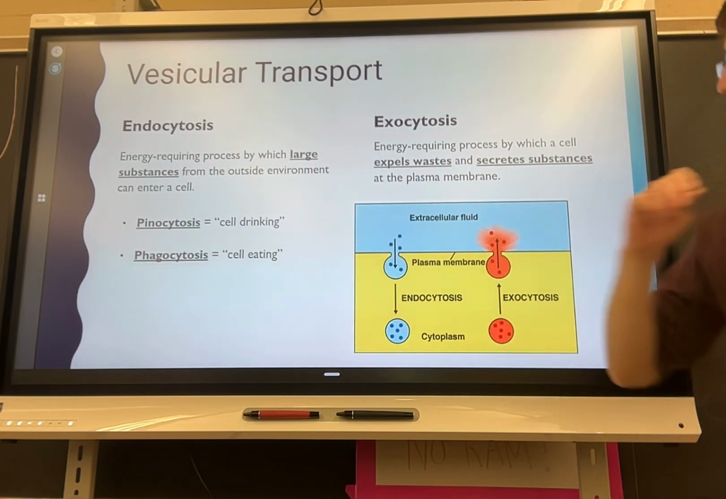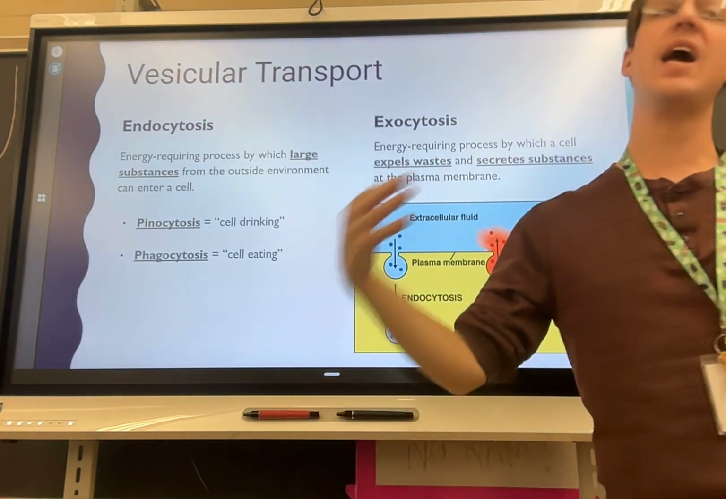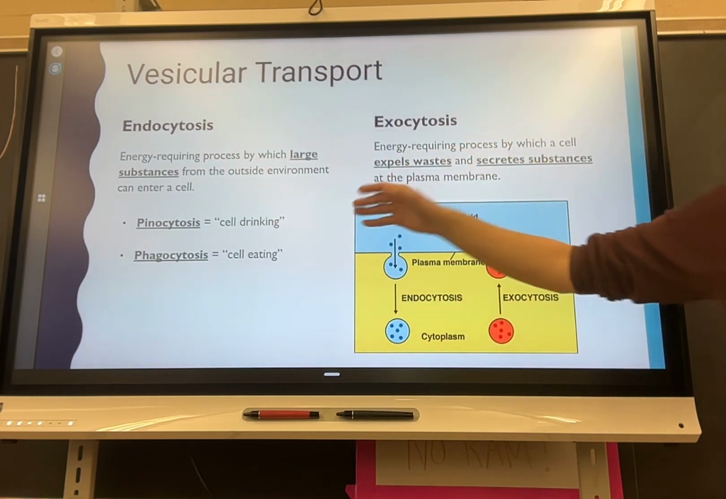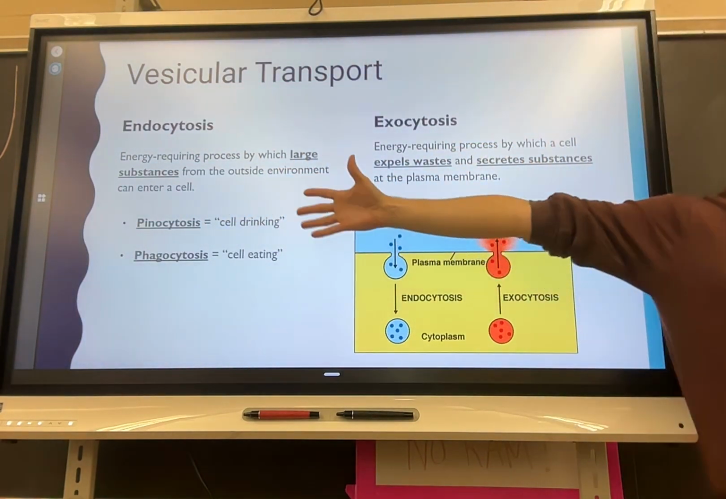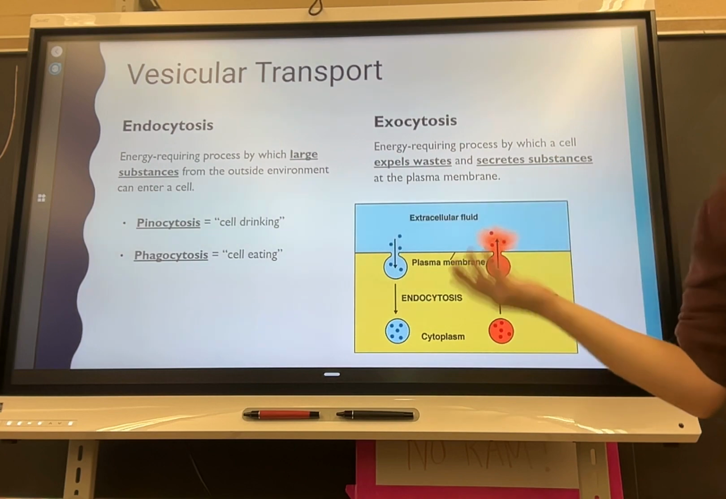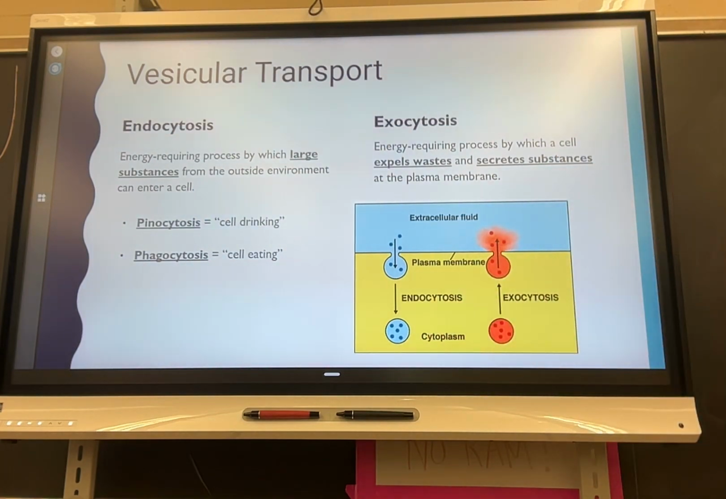So in endocytosis, we are going to be using energy. Not that it is written here, but we are using energy to bring either large substances or large amounts of substances into the cell from the outside environment. We have a couple different examples of this.